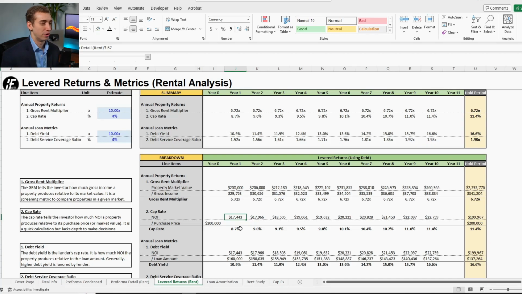But the problem with the cap rate is that it doesn't take into account lots of factors. Again, debt is not included. It doesn't take into account time value of money. It doesn't take into account depreciation, after-tax figures. It doesn't take into account risk factors.